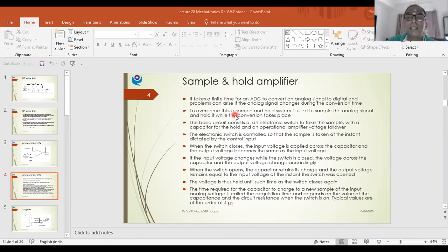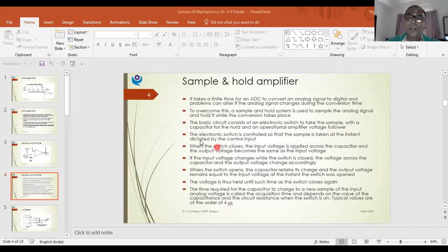To overcome this, a sample and hold system is used to sample the analog signal and hold it while the conversion takes place. The basic circuit consists of an electronic switch to take the sample, with a capacitor for the hold. For taking the sample, there is a switch. For holding the signal, there is a capacitor and an operational amplifier as a voltage follower for transmitting the signal. Voltage follower, it follows the input voltage. The output follows the input voltage through an op-amp. That is called an op-amp as a voltage follower.